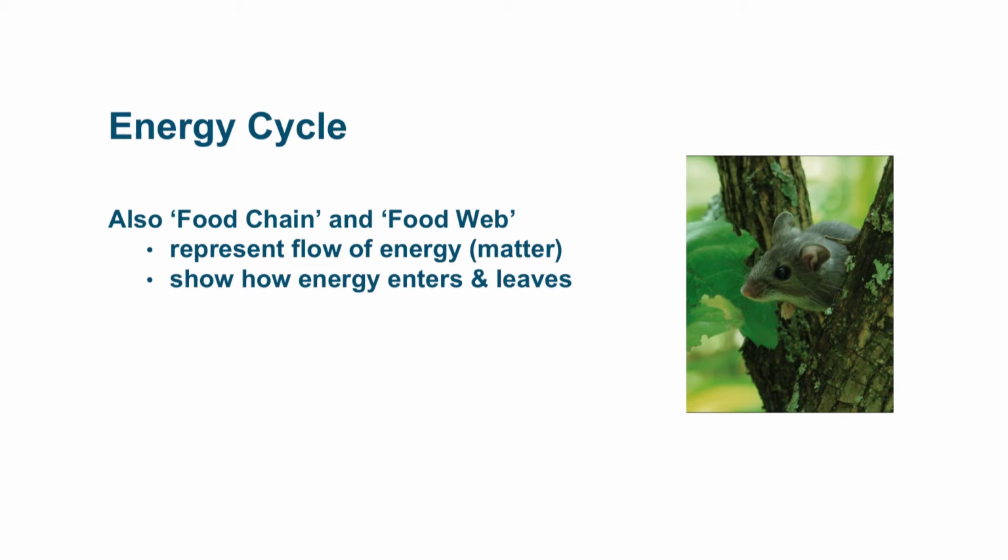In this unit, we're talking about energy flow in ecosystems. And the term energy cycle also basically means the same thing as a food chain or a food web. And this represents the flow of energy, which is the same thing as saying the flow of matter, around in an ecosystem. And this shows how energy enters and leaves an ecosystem.